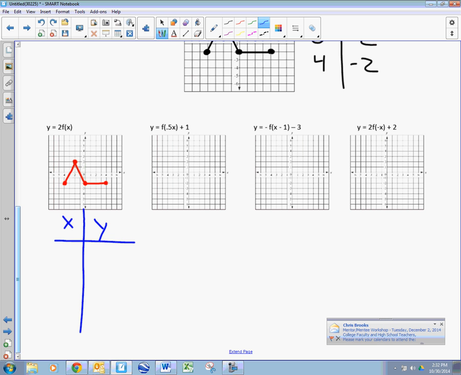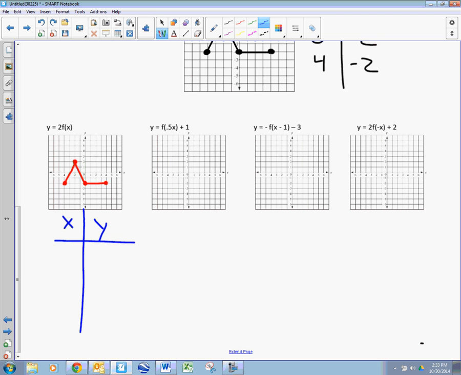All right, here we go. So that is our shape. Here's what we want to do to it. The 2, is that on the inside or outside? It's on the outside. So does that affect it vertically or horizontally? Vertically. So if it affects it vertically, is that going to change the y values or the x values? The y values. So as you see this, y equals 2f of x, that's going to stretch it vertically by a factor of 2, correct?